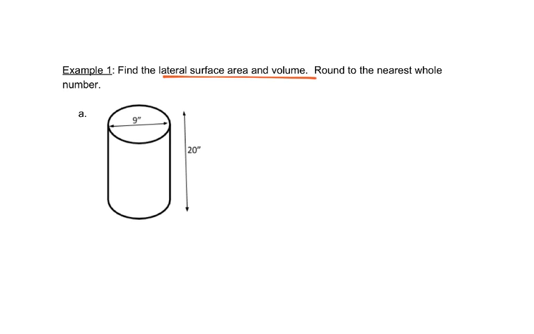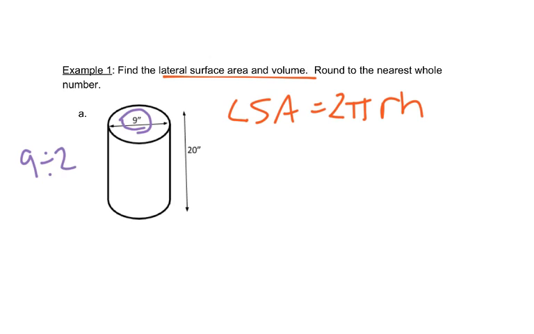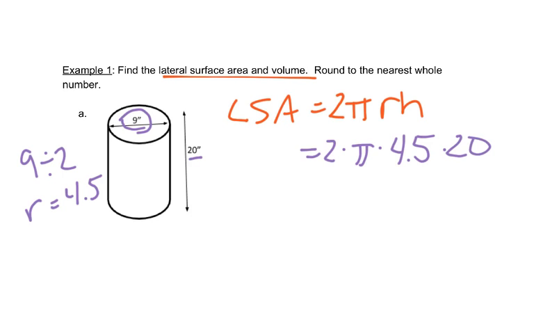So let's practice. We're going to find the lateral surface area and the volume. The lateral surface area formula is 2 pi r h. Here, though, we're not given r, we're given the diameter. So we have to take 9 divided by 2, and we find out that our r is 4.5. So we have 2 times pi times 4.5 times the height, which is 20. And we'll just put that all in our calculators at the same time.